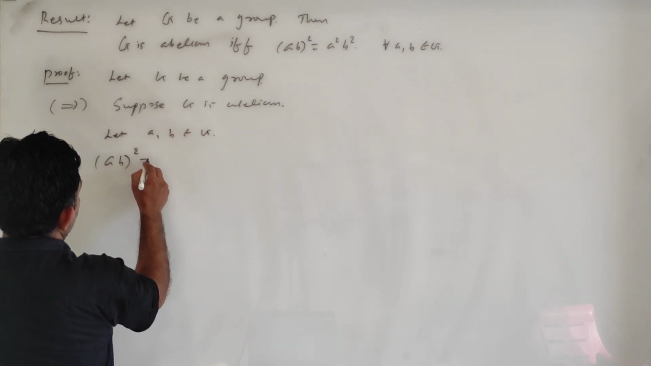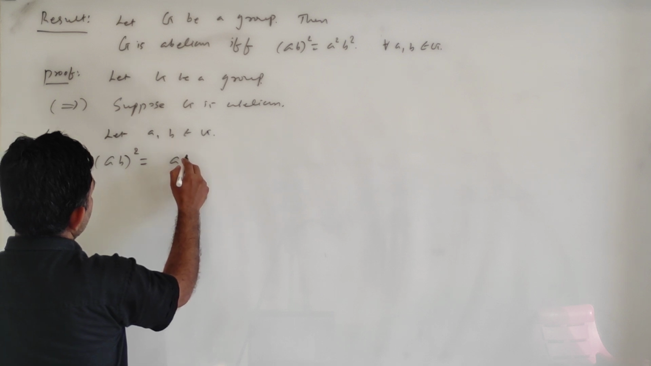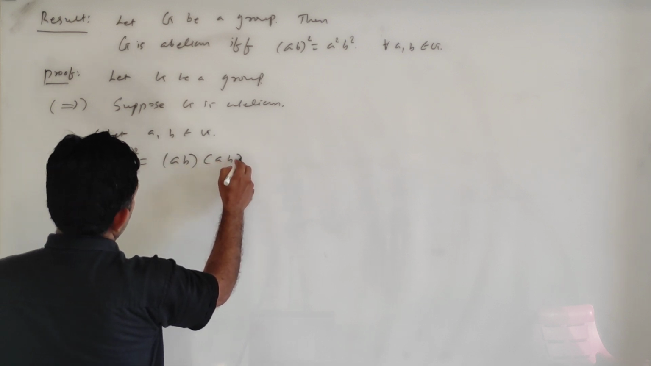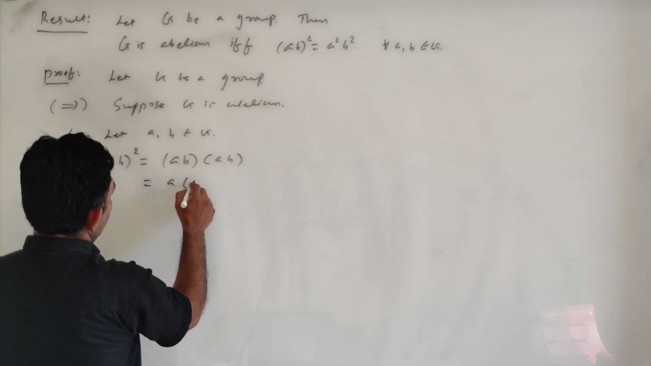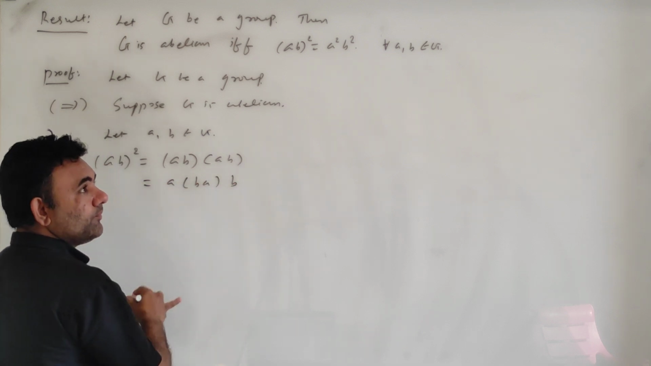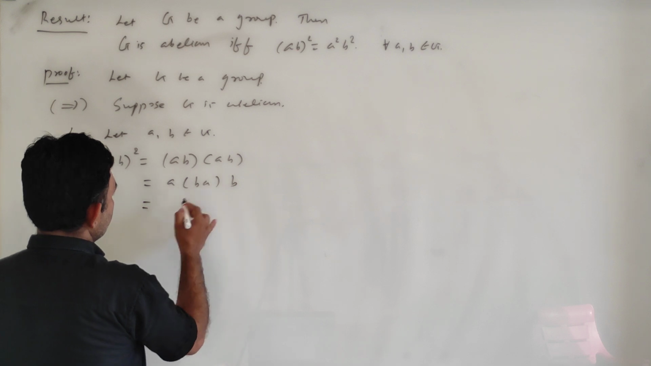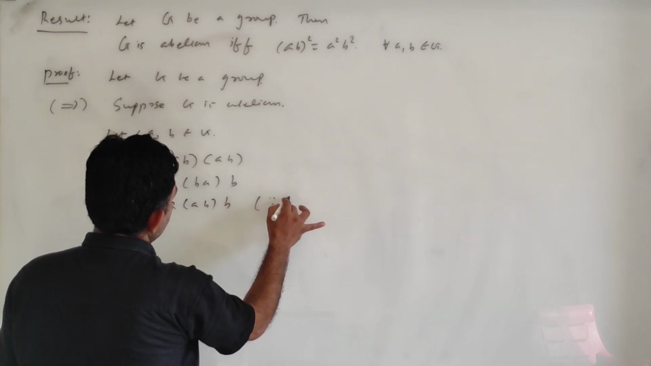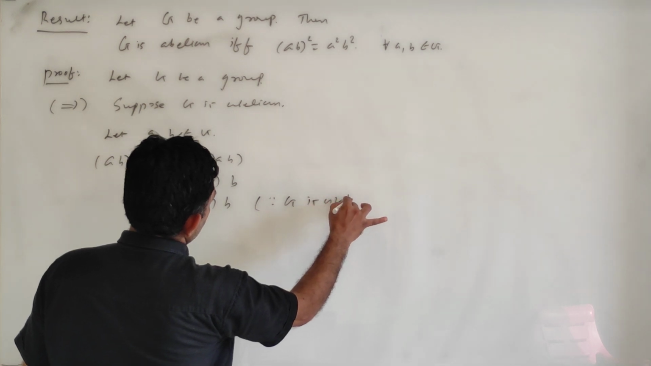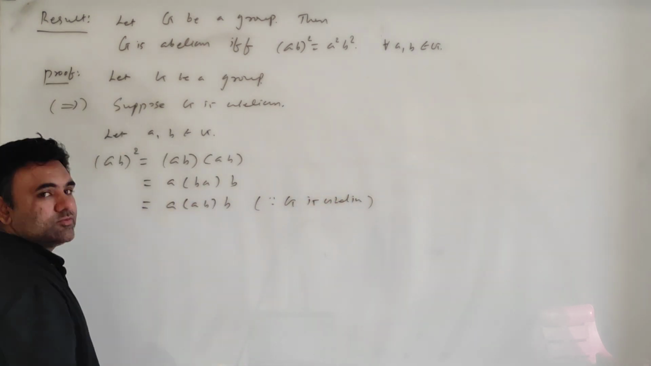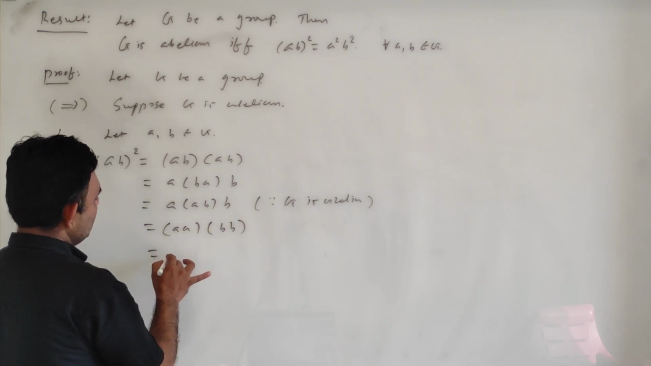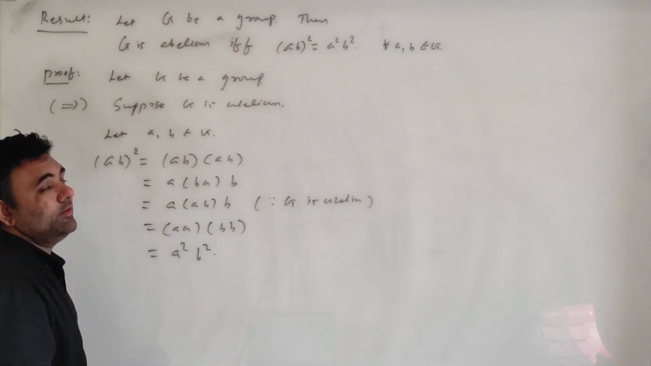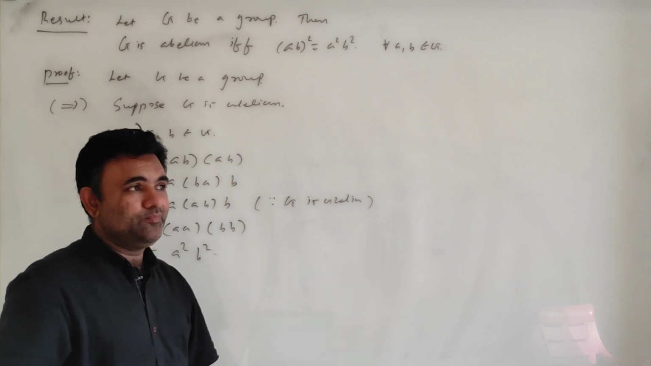Now (ab) square is equal to what? I can write it is (ab)(ab). By associativity, it is a times (ba) b. So this is what? Associativity. So a times (ab) b, because G is abelian, I can write ba as ab. So again you use the associativity, so it is a square b square and we are done. So this way is very clear.